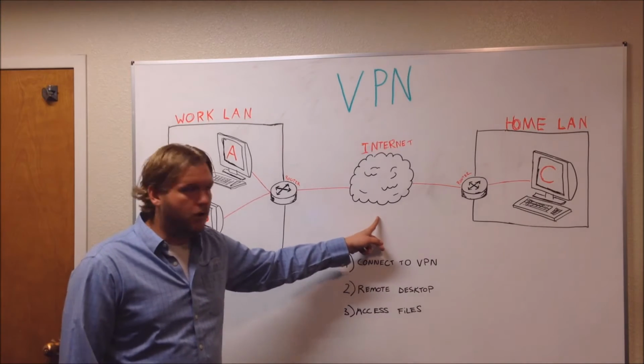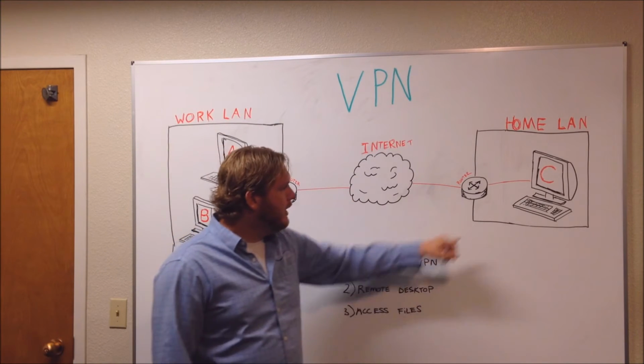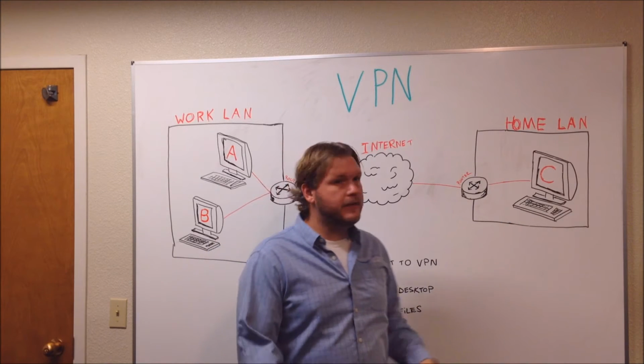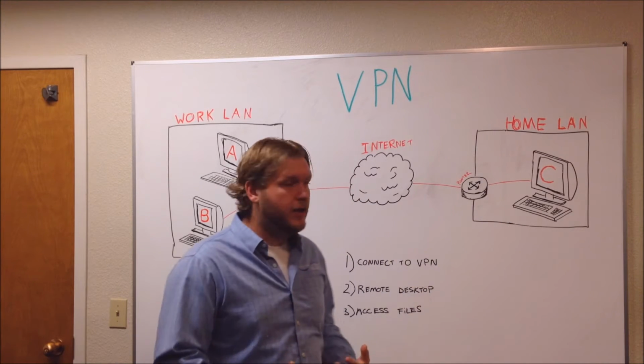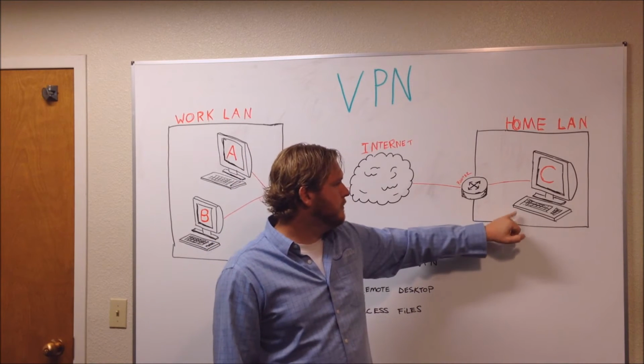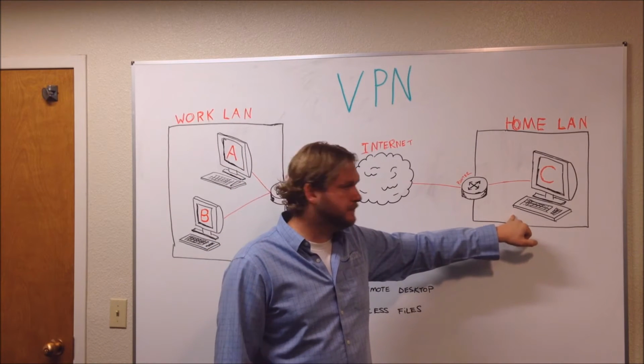Here we have the internet. We're all familiar with the internet cloud. And here we have our home LAN. Now our home LAN is any computers we have inside of our house. And it could also be a hotel or anywhere remote. But this represents us outside of the building.